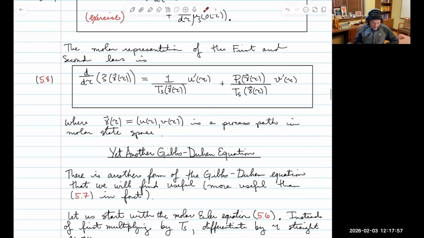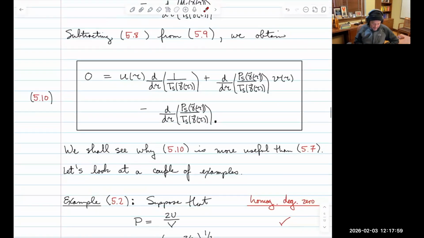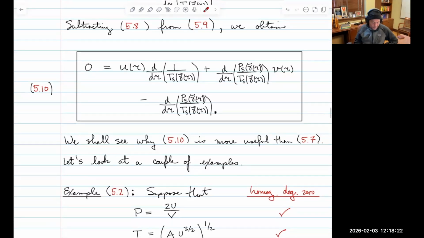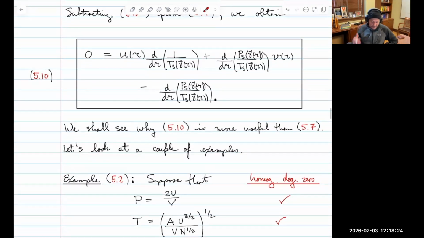However, let's go look at 5.10 and see why this one is useful to us. This one has no entropy on the right-hand side. It does have variables u and v, and these are precisely the variables that are in our problem. So these variables are already over there with these variables, and so let's use this form. It doesn't have entropy in there. We want to find the entropy as an unknown.